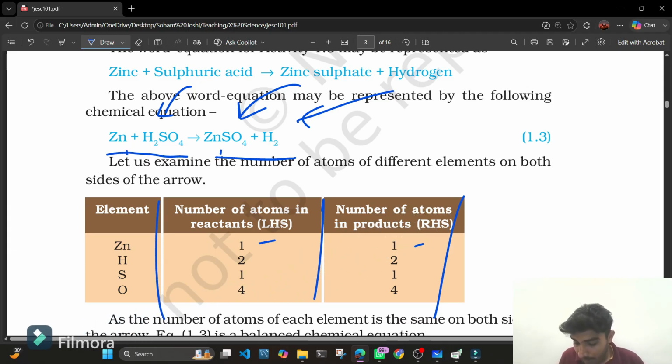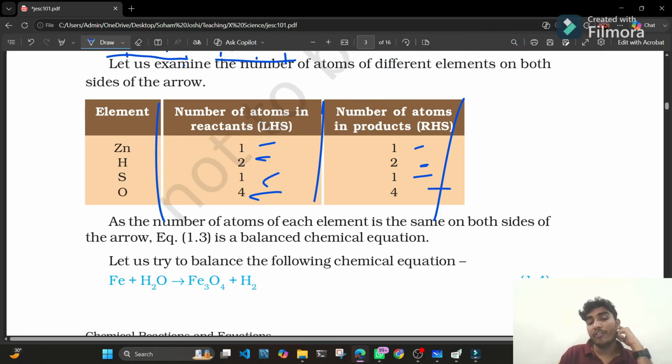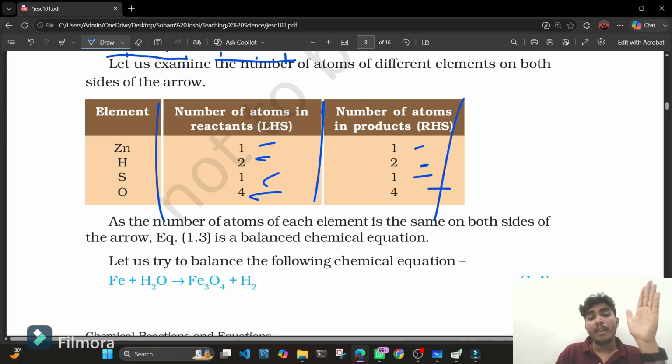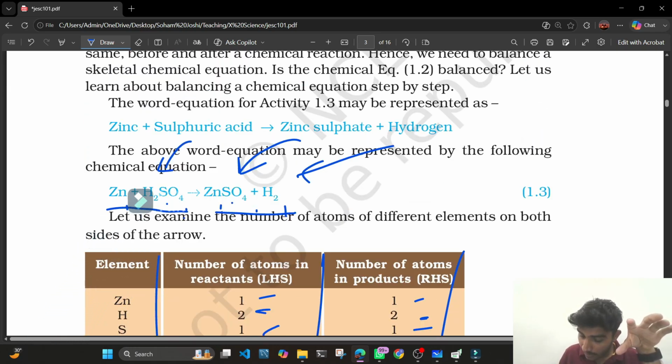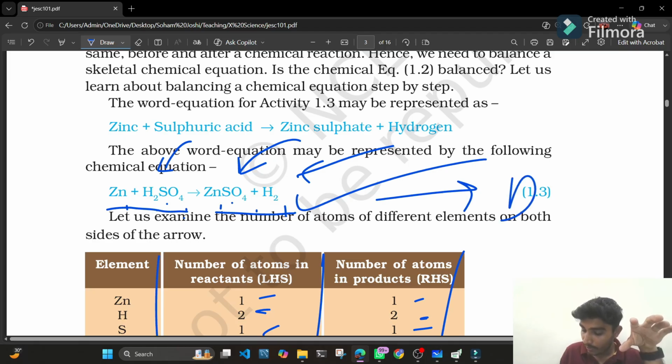LHS में भी सेम है, RHS में भी सेम है, ठीक है. हाइड्रोजन में इधर पहले दो था, इधर भी दो है, चलो सेम है. सल्फर का मतलब S का इधर भी एक था, इधर भी एक है, तो ये भी सेम है. एंड ऑक्सीजन का इधर भी फोर है, इधर भी फोर है, तो ये भी सेम है. सो वी कैन से दैट एज द नंबर ऑफ atoms of every element in the LHS and in the RHS, that is in the left hand side and in the right hand side, that is in the reactants and the product side, is same, then the chemical equation is balanced. So therefore this equation is valid and it is balanced equation. We can say that it is balanced.